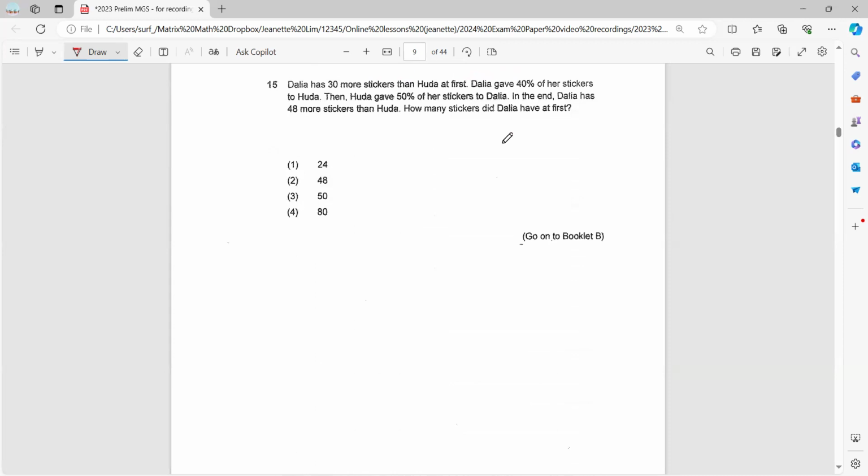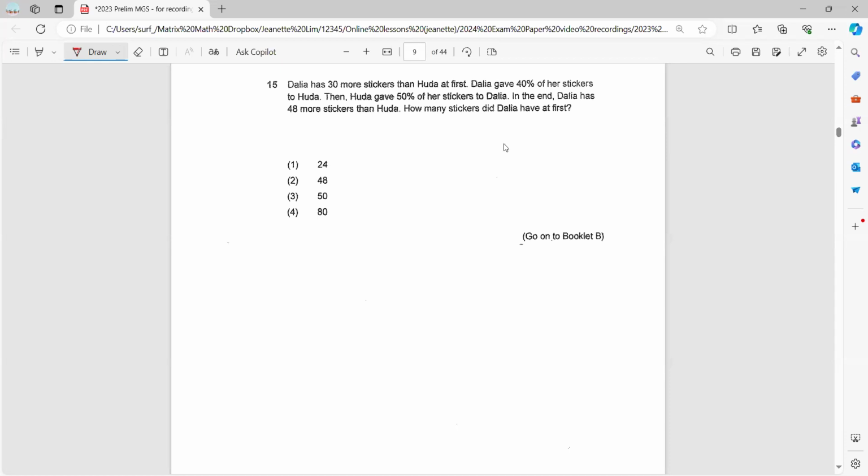Question 15. Dahlia has 30 more stickers than Huda at first. Dahlia gave 40% of her stickers to Huda. Then Huda gave 50% of her stickers to Dahlia. In the end, Dahlia has 48 more stickers than Huda. How many stickers did Dahlia have at first?